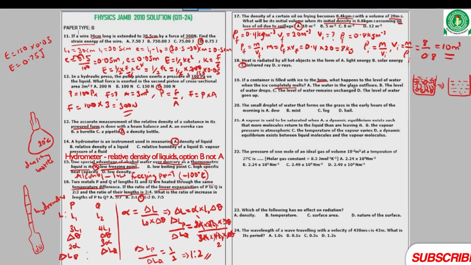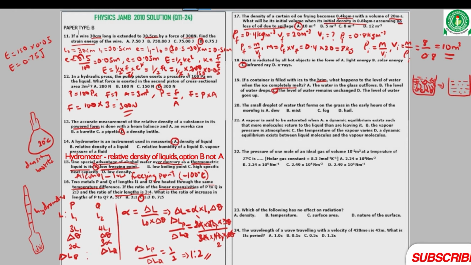Does the water in the glass overflow? No. Does the level of water drop? No. The level of the water remains unchanged. That is option C. Please take note of that. The level of water remains unchanged because the ice has already displaced the water before it melted. So after melting, it retains the level of the water.